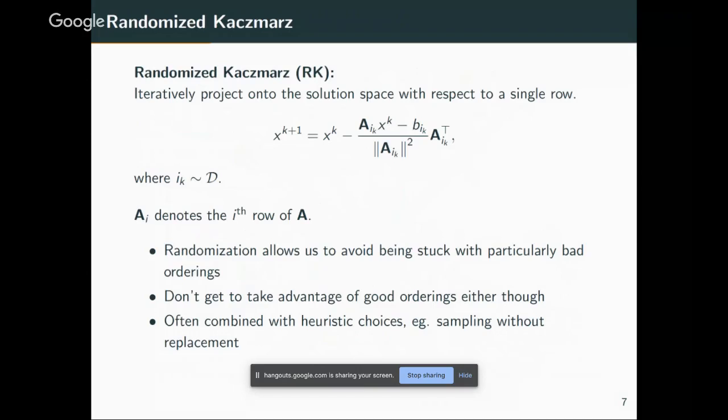So for example, if we're sampling the indices from some fixed distribution, there's the possibility that we could sample the same row twice in a row. And in that case, we would make no progress with that additional update since we're simply projecting onto the space that we already lie in, or that our current iterate already lies in. So oftentimes this randomized Kaczmarz is combined with some heuristic choices such as sampling without replacement when we sample the indices, or for example, just using a different random permutation of our rows each time going through all of the rows of our system.